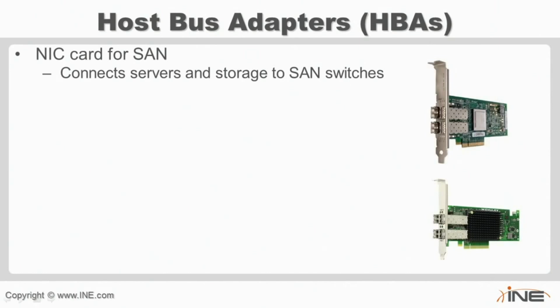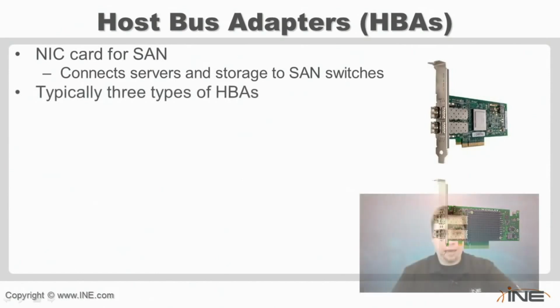So if it's running fiber channel, it's going to have fiber channel HBAs. If it's running FCOE, it's going to have an Ethernet NIC card like a converged network adapter. If it's running iSCSI, it's going to have an Ethernet card that's running IP on top of it. So we generally have three different types of HBAs here then.